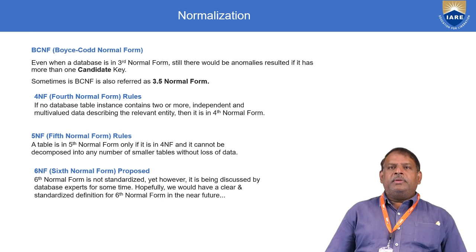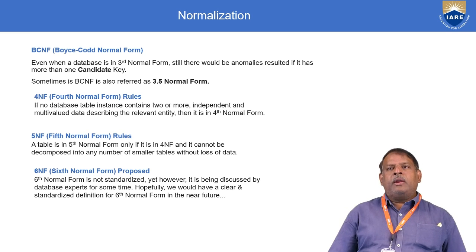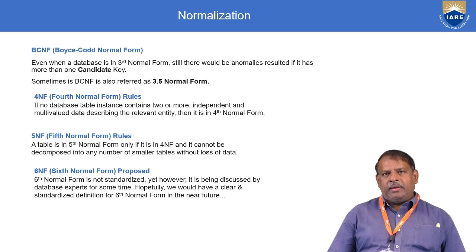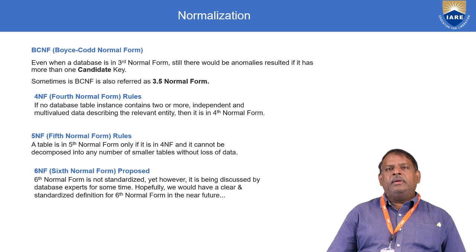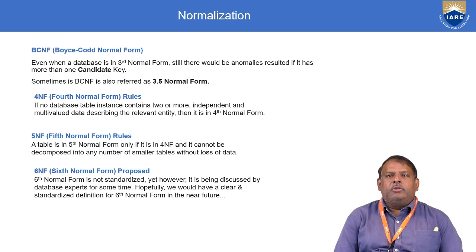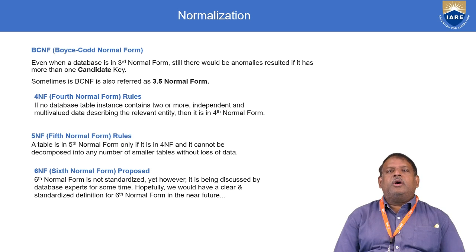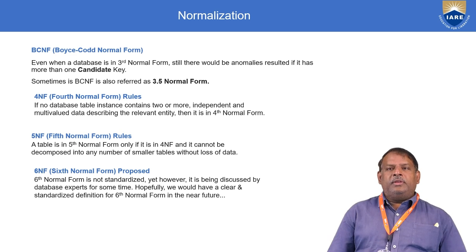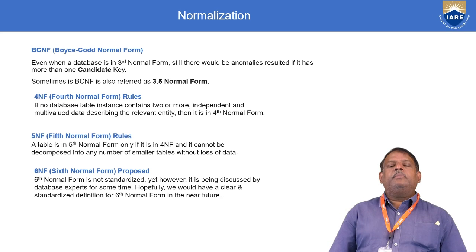Even when the database is in third normal form, there could still be some anomalies if it has more than one candidate key. So BCNF is sometimes also referred to as 3.5 normal form. Next, the fourth normal form. If no database table instance contains two or more independent and multi-valued data describing the relevant entity, then it is in the fourth normal form. Fifth normal form applies only if it is in the fourth normal form, and it cannot be decomposed into any other smaller tables without a loss of data.